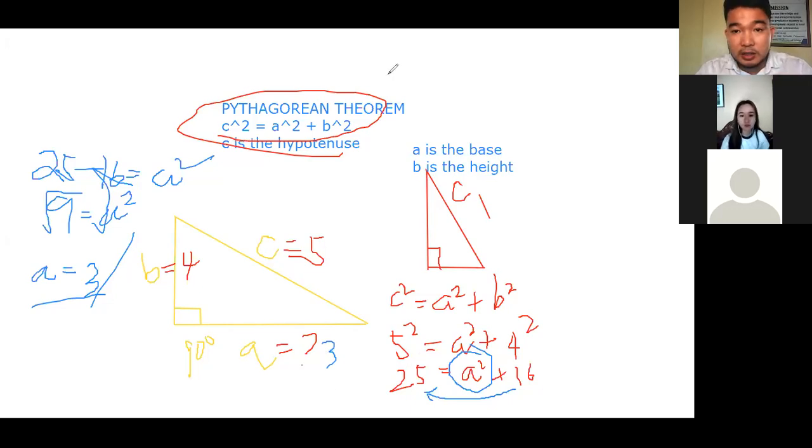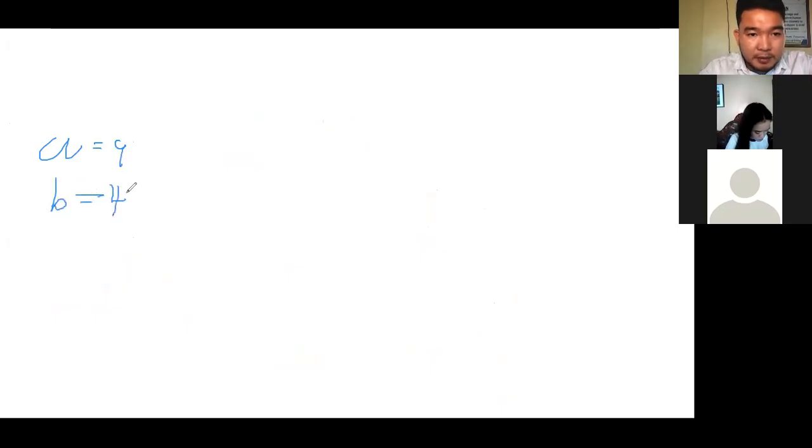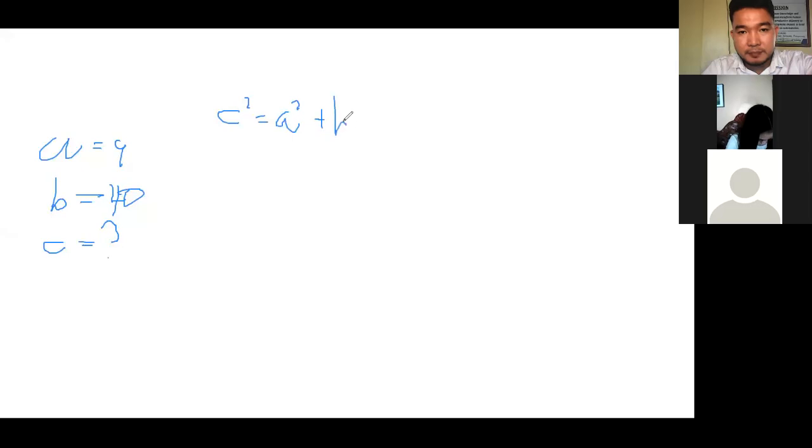So let us clear all the drawings. So halimbawa, ang given natin ay A saka B. Suppose that A is equal to 9 and then B is equal to 40. So ang nawawala natin ay C. So let us solve for C. So using the formula, our formula is C squared equals A squared plus B squared. Okay, so this is our formula.